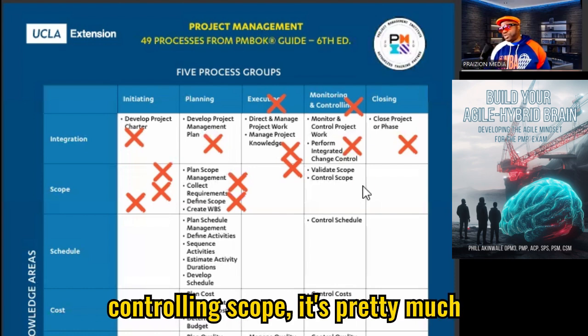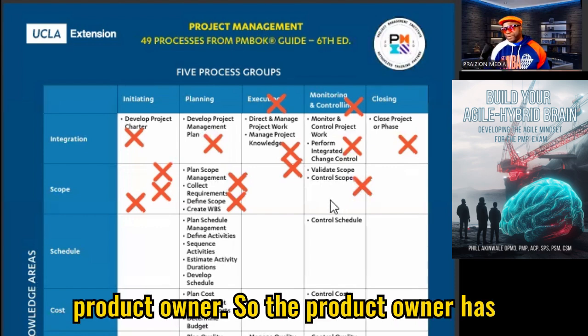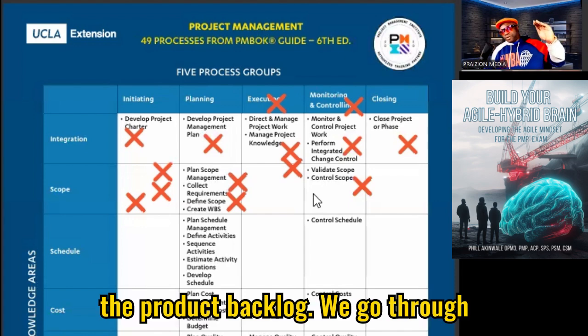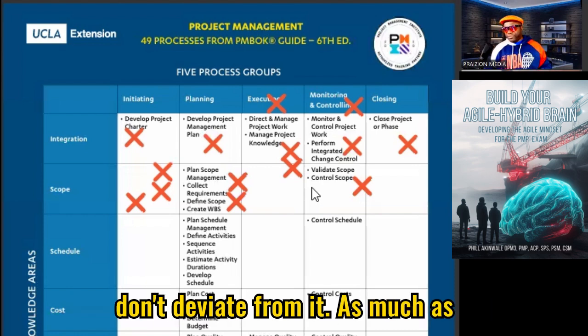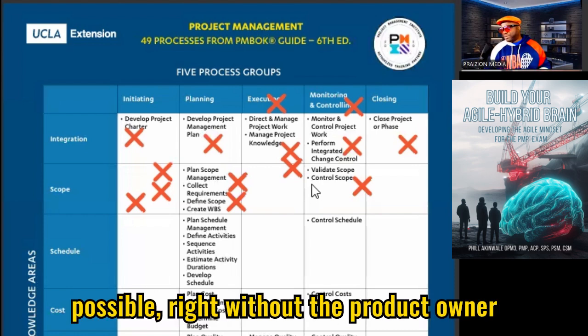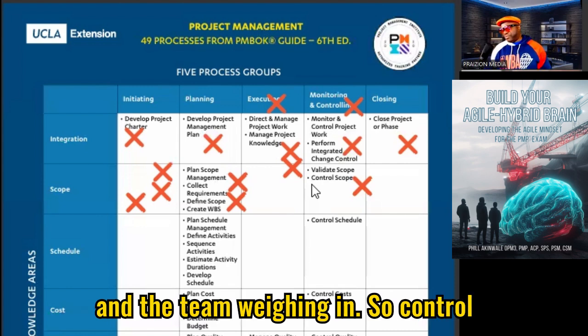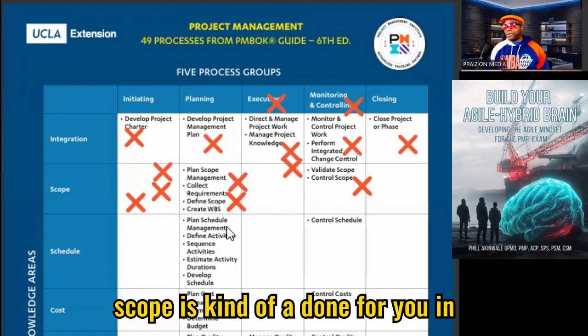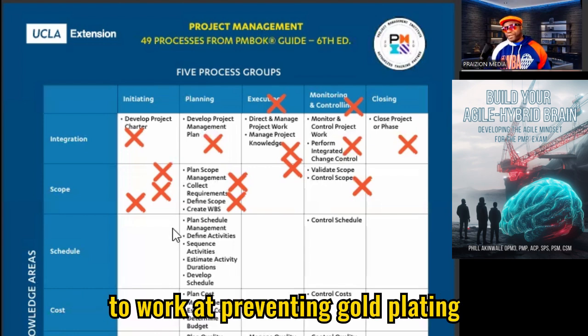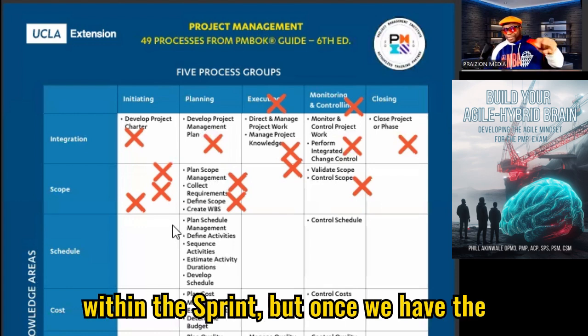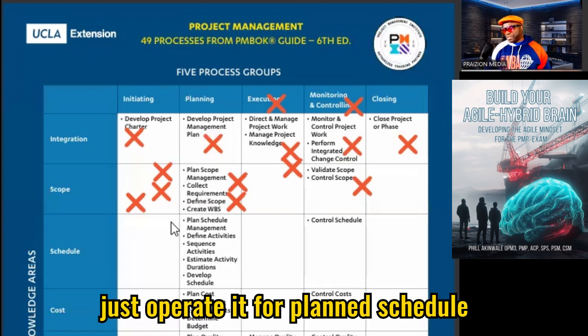And when it comes to controlling scope, it's pretty much done for you in that you have your product owner. So the product owner has the product backlog. We go through backlog refinement. We decide what we're going to do within the sprint, and we don't deviate from it as much as possible, right? Without the product owner and the team weighing in. So control scope is kind of done for you in the world of agile system. You still have to work at preventing gold plating within the sprint, but once we have the guardrail set up, all you need to do is just operate it.